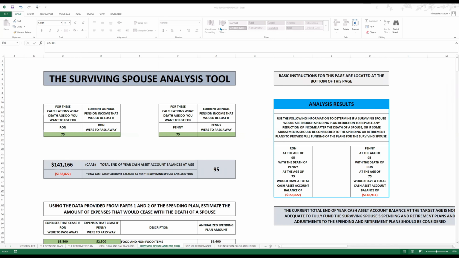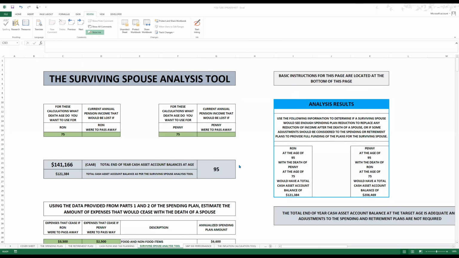Okay, welcome back. I have gone through and filled in the different categories and the amounts. And as you can see here, there's not a negative number here for the CAB as per the surviving spouse analysis tool. And if you come over here, here it is. This is what my CAB would be, and this is what my wife's CAB would be if our spouse has passed away.